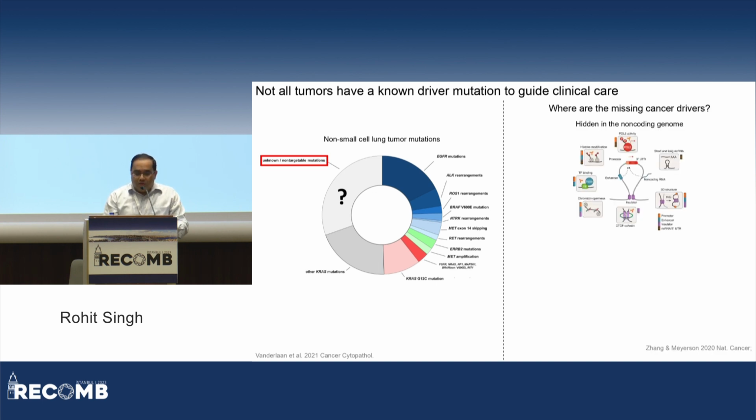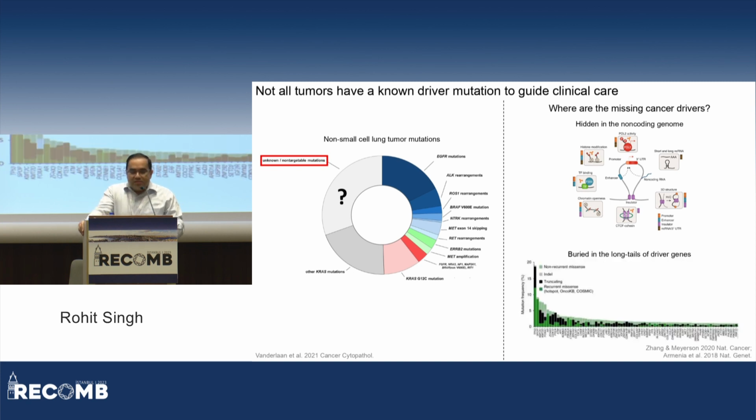And one hypothesis, a big part of this particular talk, is that they are hidden in the non-coding genome. And for the longest time, we only used to do whole exome sequencing. Now we are starting to do whole genome sequencing for tumors. So we're starting to get a better sense of how this comes about.